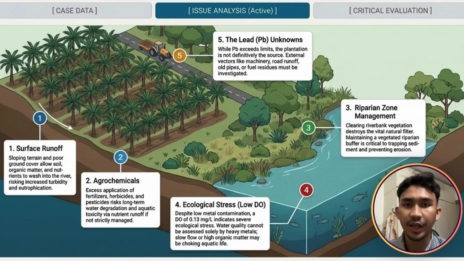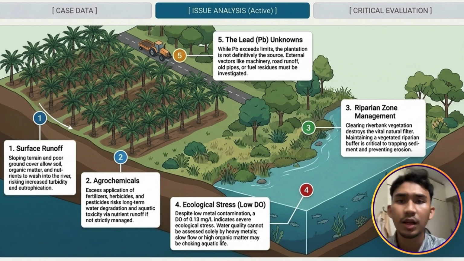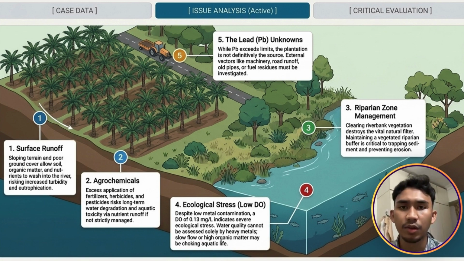This slide illustrates the possible sources contributing to the observed water quality problems. The first issue is the surface runoff. During rainfall, soil particles, fertilizer, and pesticide can be transported into nearby rivers, increasing turbidity and nutrient loading.